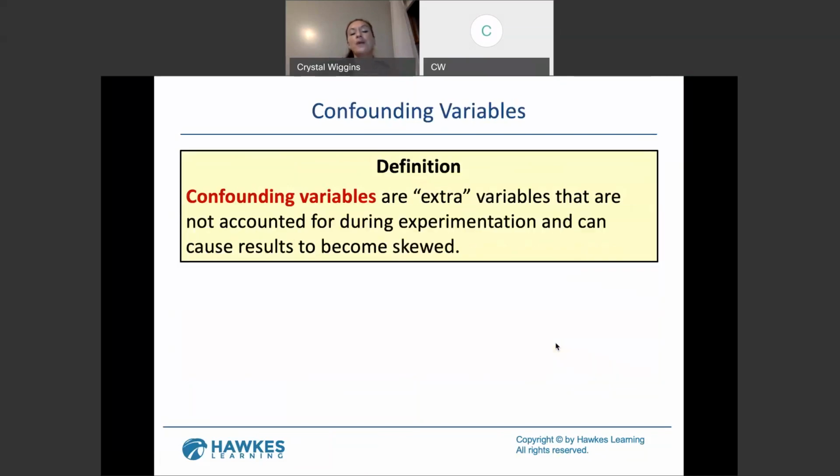Okay, but throughout the process, there are things called confounding variables. And these are really important for us to be aware of. So confounding variables are extra variables that are not accounted for during the experiment and can affect the results to the point where it's very difficult to know the difference between was this an increase in my results because my experiment worked, or was there some outside factor that got in the way?